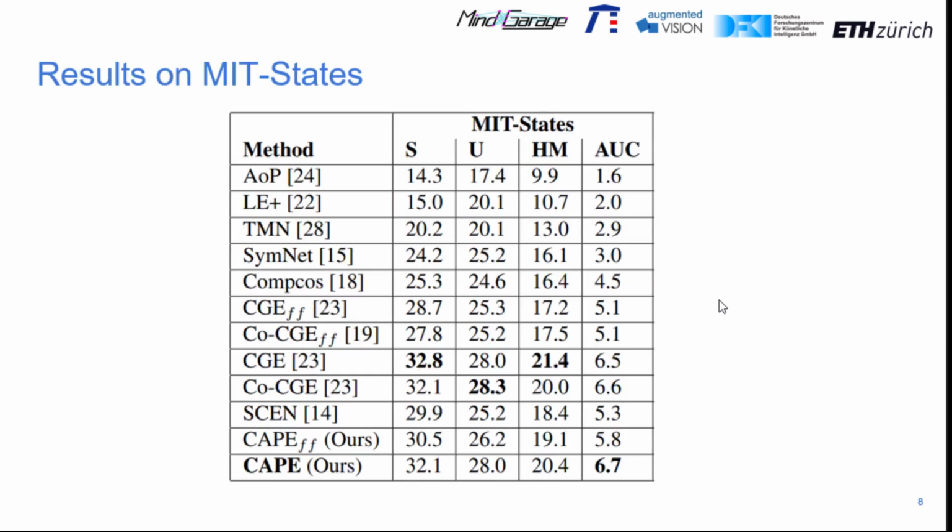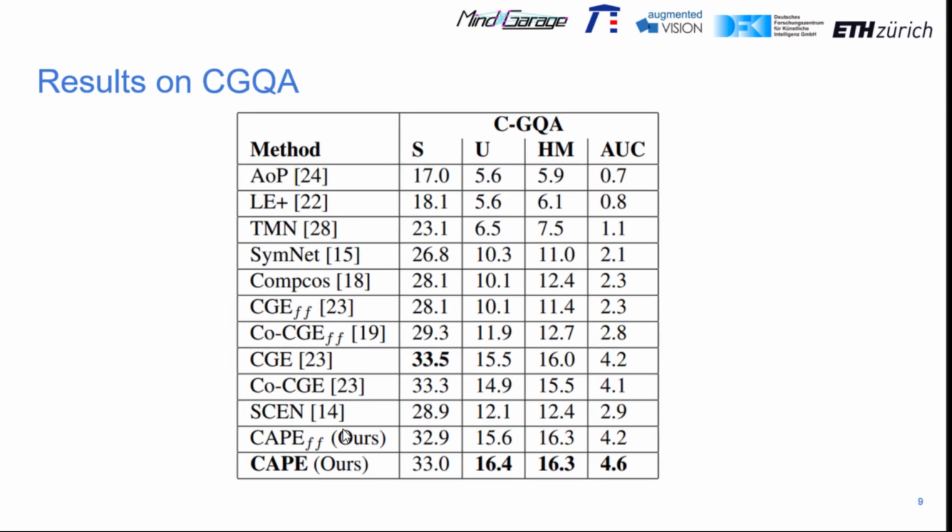We show results for the MIT States dataset. We outperform in AUC and are comparable in unseen and seen accuracies. We outperform in all metrics amongst the networks with frozen backbone. Now we show results for the CGQA dataset. We outperform in AUC, harmonic mean, and unseen accuracies. Amongst networks with frozen backbone, we outperform in all metrics.